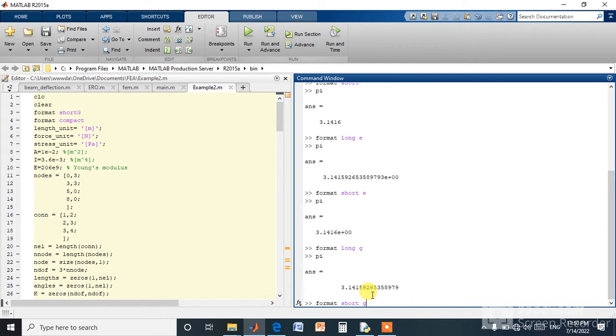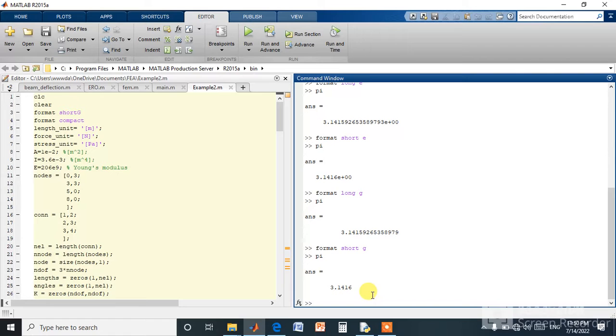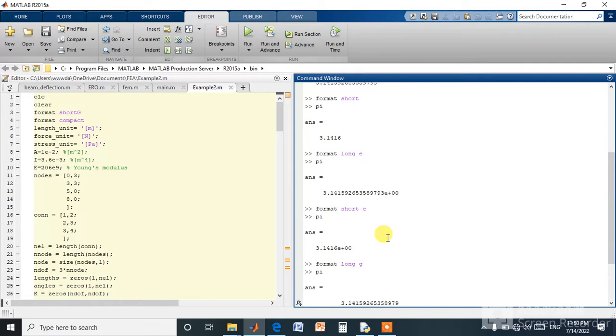G. Then I've activated the short G. I'm going to run pi. Now this is what we got, 3.1416. Now I'm going to compare it with the other formats we have.